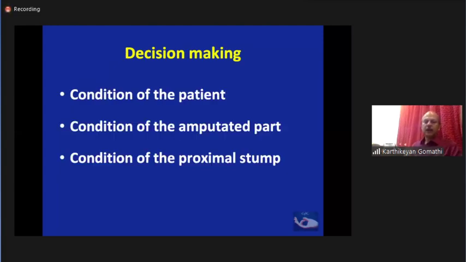Now we have seen the indications and contraindications. Now we have to make a decision. Indications and contraindications are there in the textbook. But here, I have a live patient, a good, healthy patient, and I need to make a decision. The books help me to a certain extent, but there are certain other factors that come into play when I'm making a decision. Three important things: the condition of the patient, the condition of the amputated part, and the condition of the proximal stump.